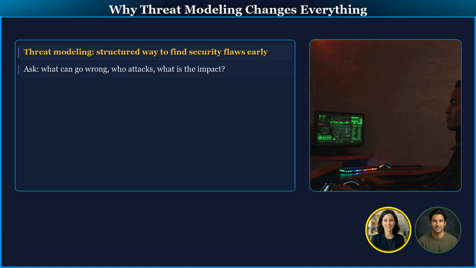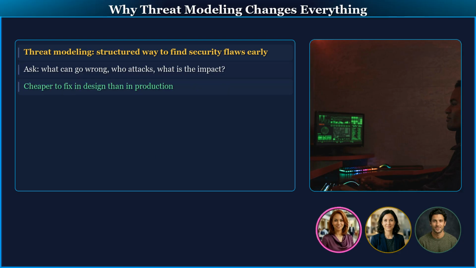Welcome back, everyone. Threat modeling is the structured practice of identifying what can go wrong in a system before attackers do. It asks 3 deceptively simple questions. What are we building? What can go wrong? And what do we do about it? Strip away all the jargon, and the answer is simple. Threat modeling is how you think like an attacker before an attacker thinks about you.